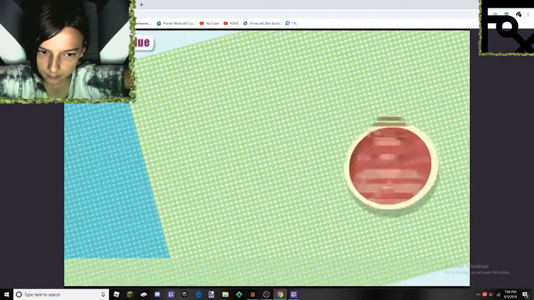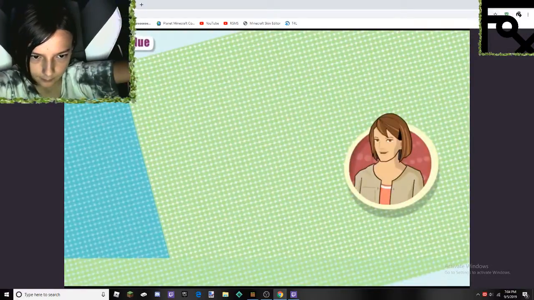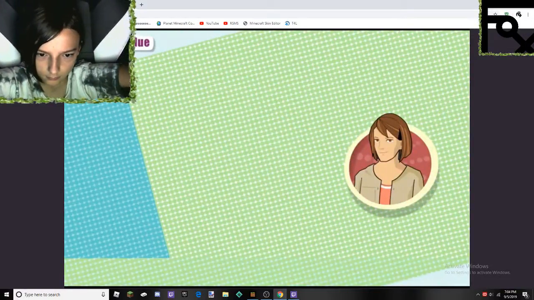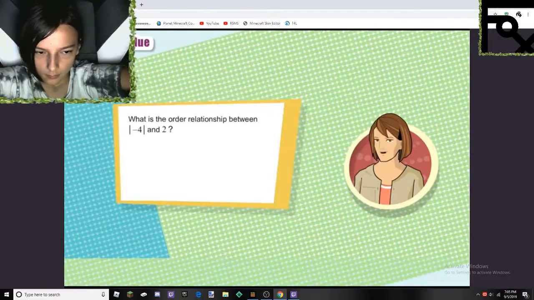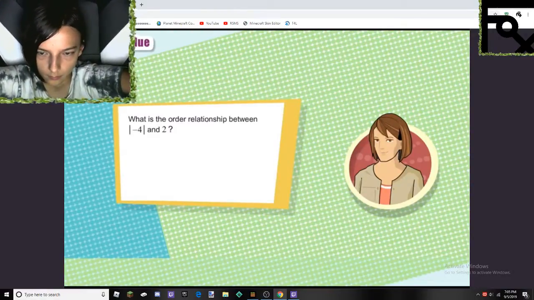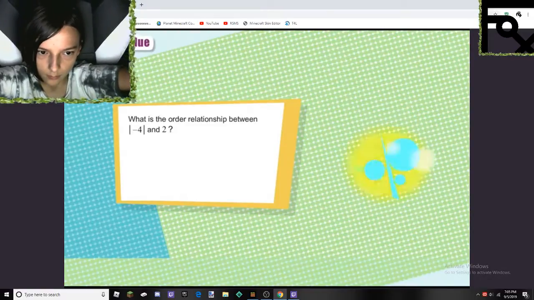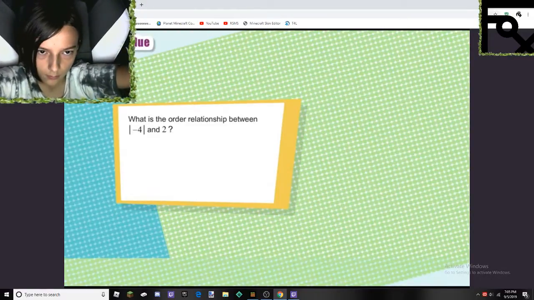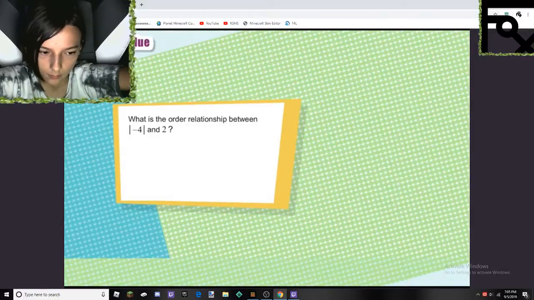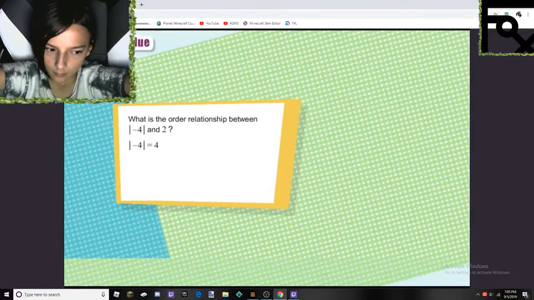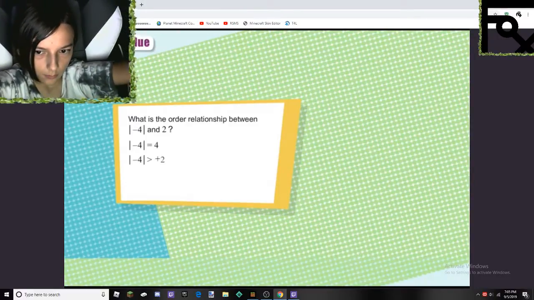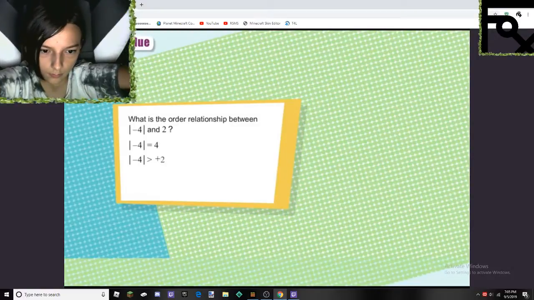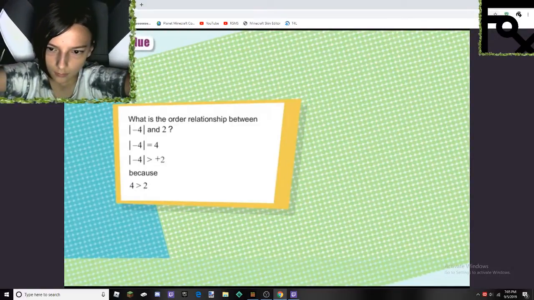We have been comparing expressions involving two absolute values. Now let's compare the absolute value of a number and a number. For example, what is the order relationship between the absolute value of -4 and 2? To compare these numbers, we will need to evaluate the absolute value of -4. The absolute value of -4 equals 4. So, the absolute value of -4 is greater than 2 because 4 is greater than 2.